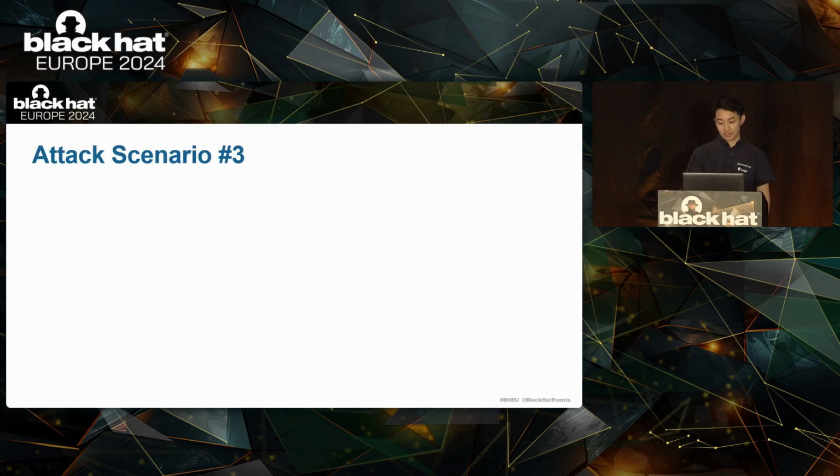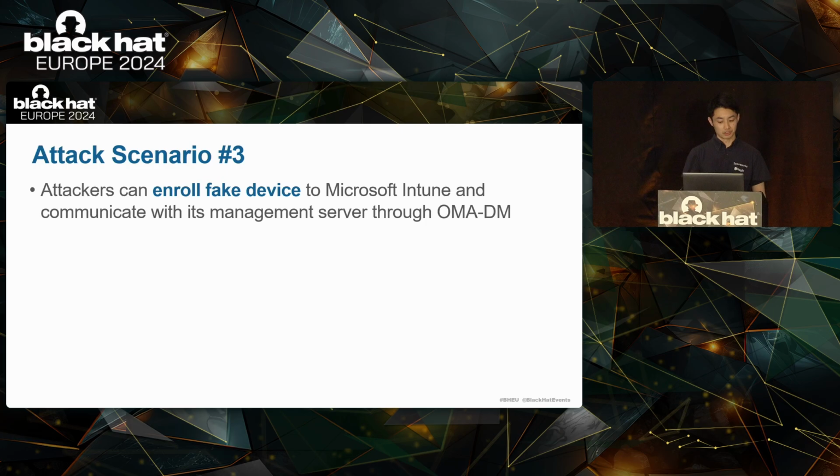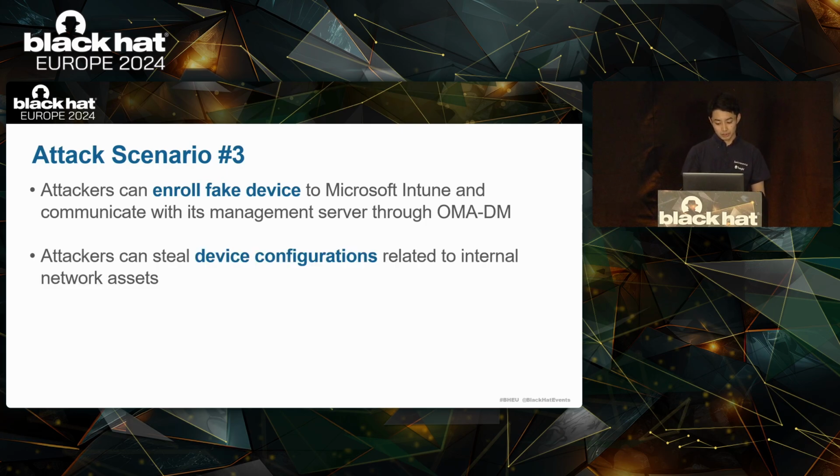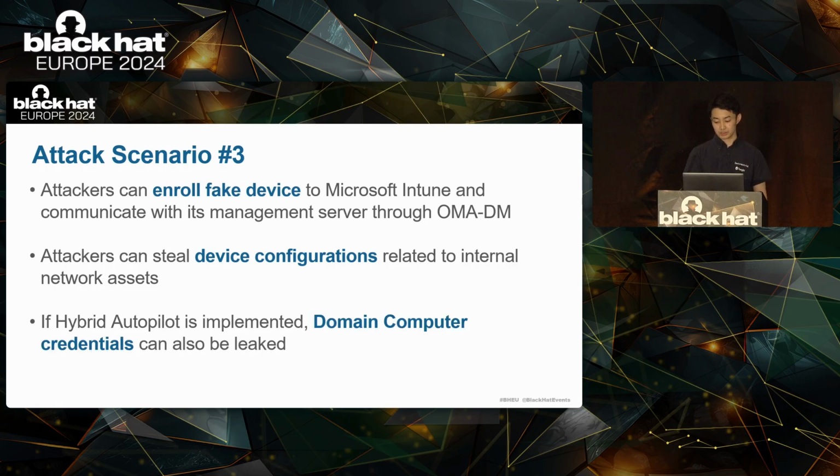So in summary, we can enroll a fake device to Intune and communicate with the management server through OMA DM protocol. Then we can leak the device configurations related to internet network like VPN or Wi-Fi. And also, we can steal the domain computer credential depending on how the environment is configured. So this approach is very useful for attackers to establish an initial foothold leveraging Intune.